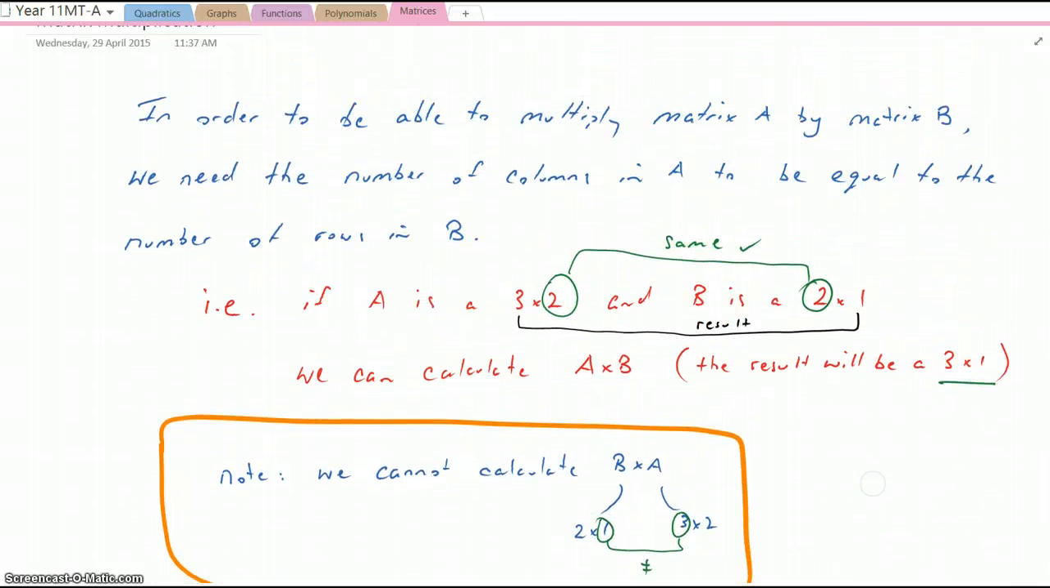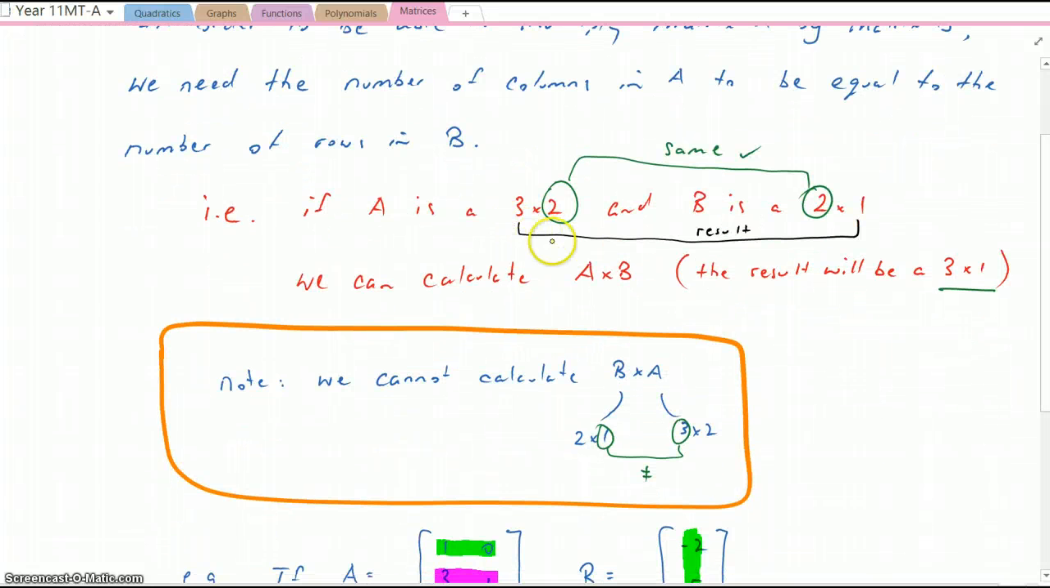And you can see there, if we write it out like this, A is 3 by 2 and B is a 2 by 1. As long as these numbers are the same here, we can multiply them together. The result will be a 3 by 1. That's quite useful just to be able to check that way.